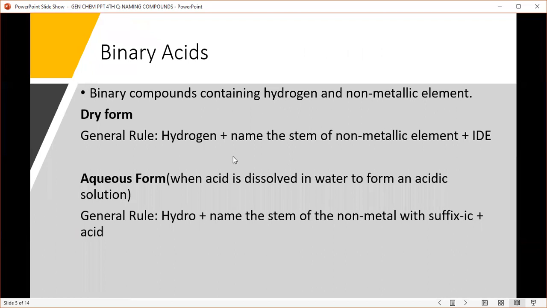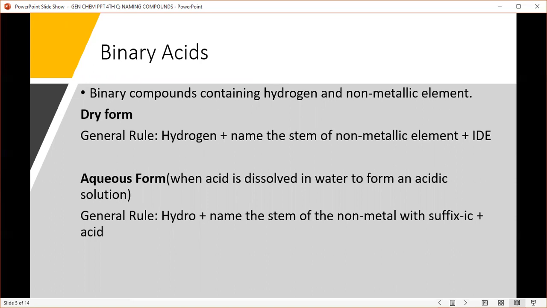Next, we have binary acids. Binary acids, or binary compounds known as acids, contain hydrogen and non-metallic elements. Okay, so again, anything that contains hydrogen and a non-metal element is known as a binary acid. Okay, so we have two forms for our binary acids. We have the dry form and we have the aqueous form. So when we have a dry form, of course, from the name itself, it is dry. It is not wet.